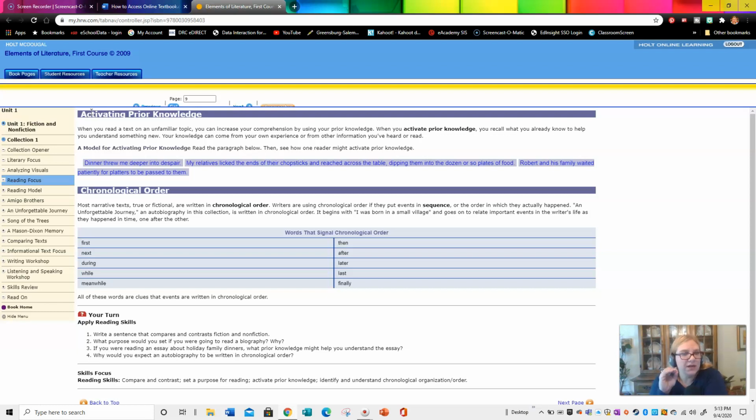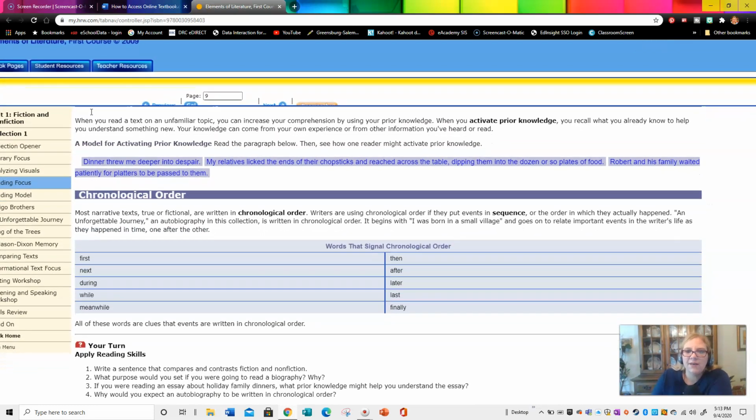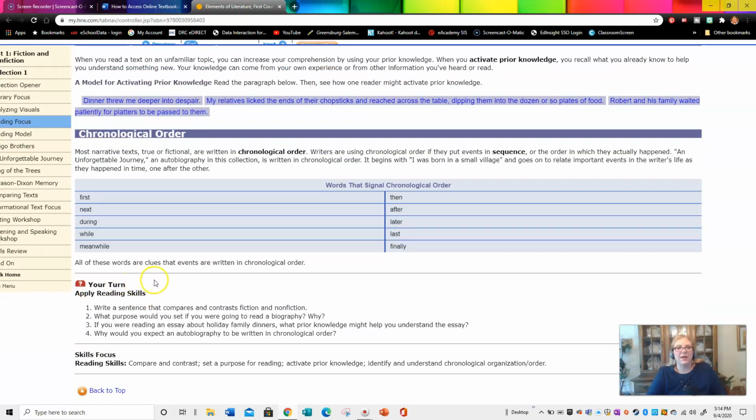Chronological order. Most narrative texts, true or fictional, are written in chronological order. Writers are using chronological order if they put events in sequence or the order in which they actually happened. An unforgettable journey, an autobiography in this collection, is written in chronological order. It begins with, I was born in a small village, and goes on to relate important events in the writer's life as they happened in time, one after the other. So, the first thing that happened, the next thing that happened, during this, while, meantime. All of those words are clues that events are written in chronological order.